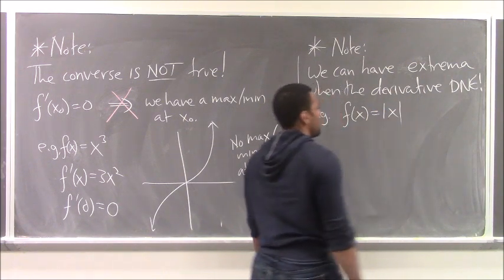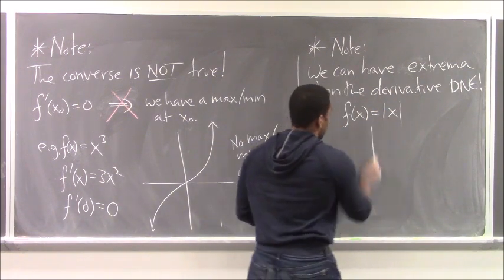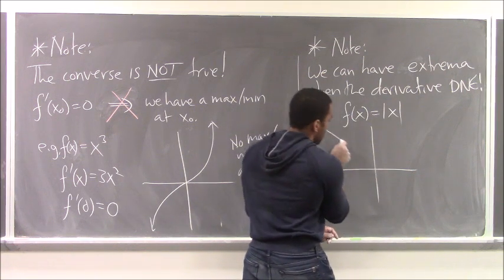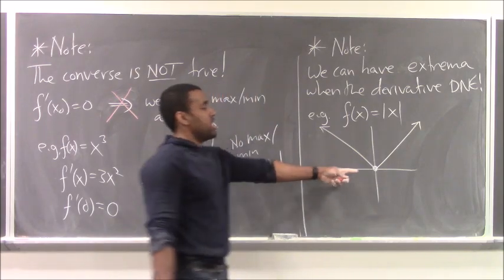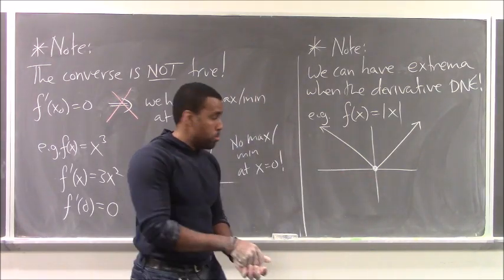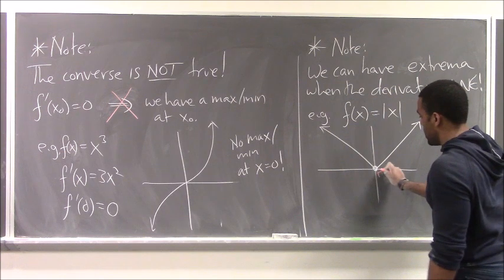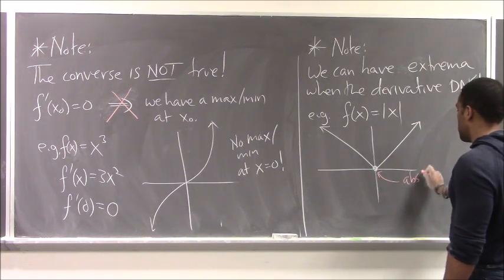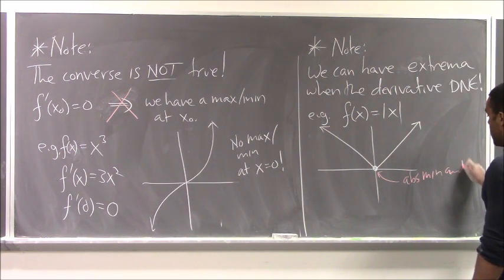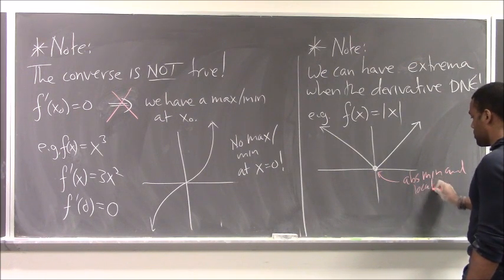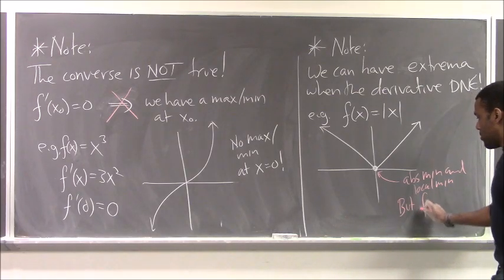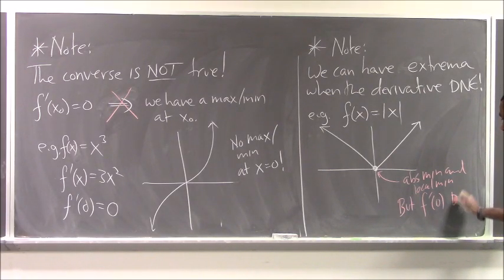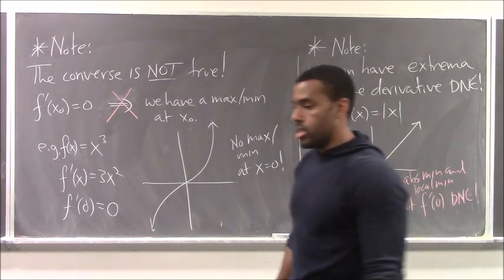F of x equals absolute value of x, right? So this is a function that we know looks like a v. Now, there have been a couple times throughout this course where we proved that it does not have a derivative here, but it's a minimum. So this guy here is an absolute minimum. And it's a local minimum. But f prime of 0 does not exist. So we have a minimum at 0, but the derivative does not exist at 0.